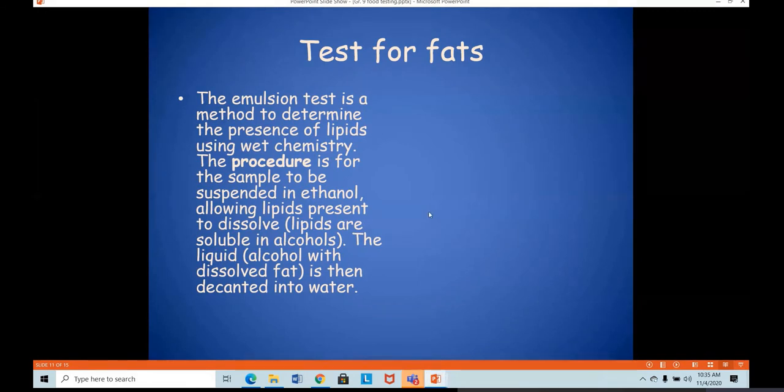Alright, so what is the test known as? It is the emulsion test. It is a method to determine the presence of lipids. The procedure is for the sample to be suspended in ethanol, allowing lipids present to dissolve. And the lipids are soluble in alcohols, and the liquid alcohol with dissolved fat is then decanted into water.